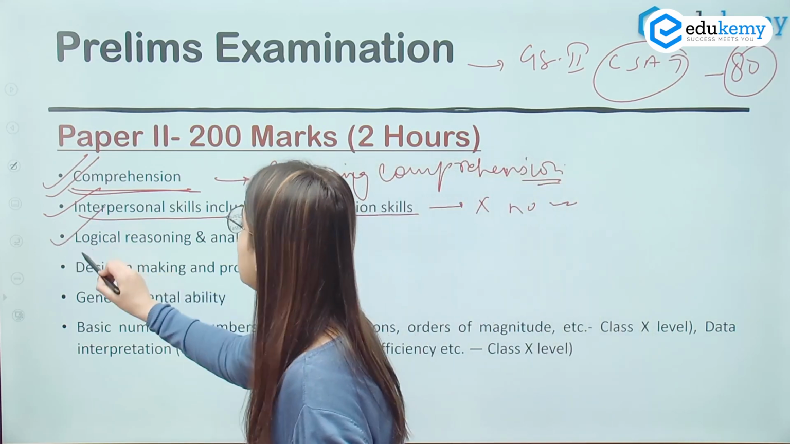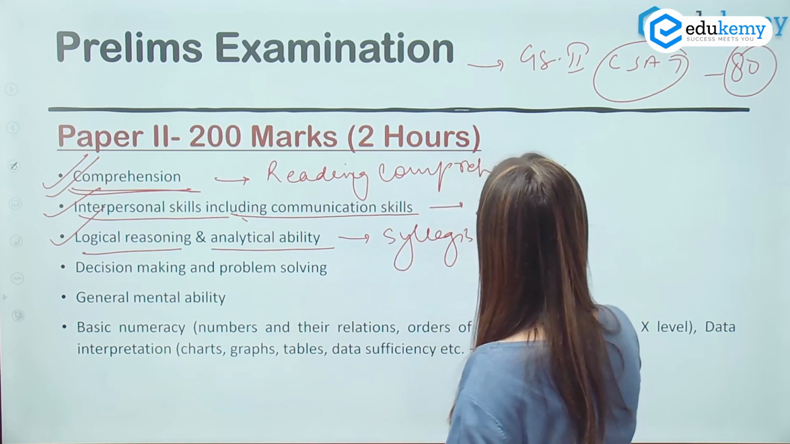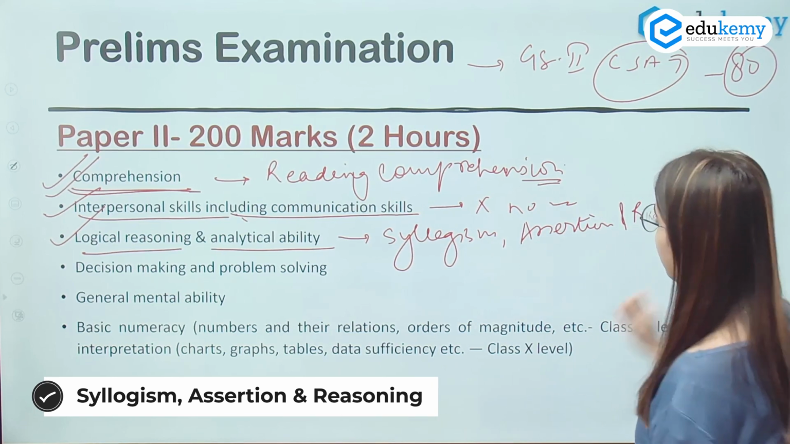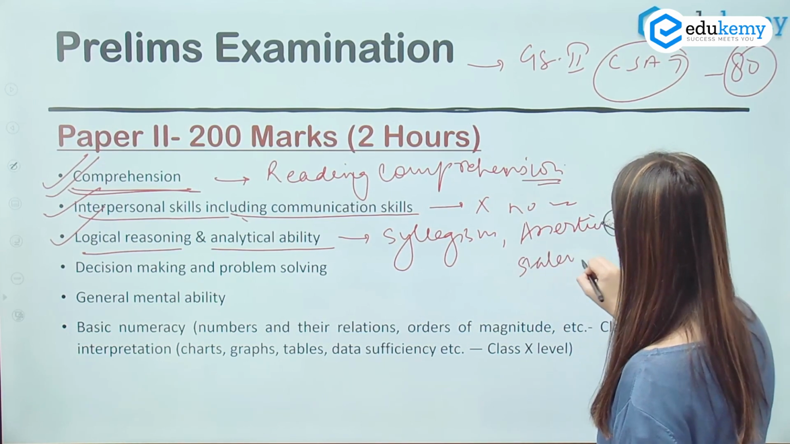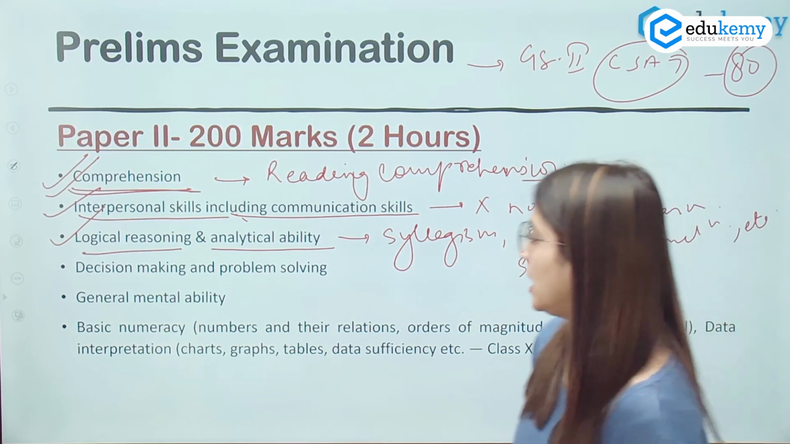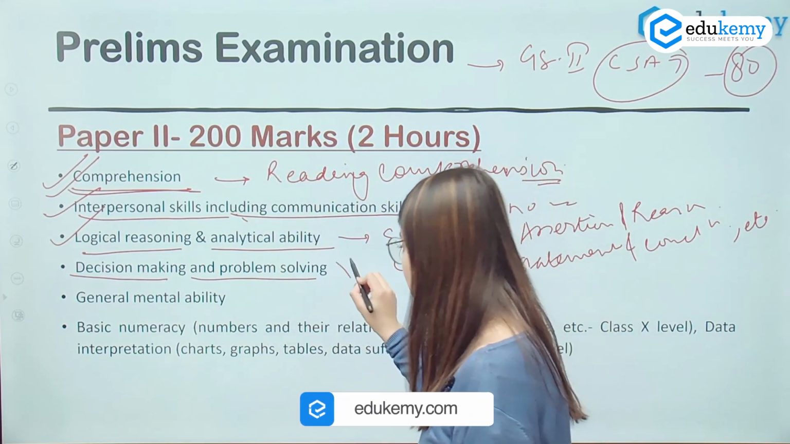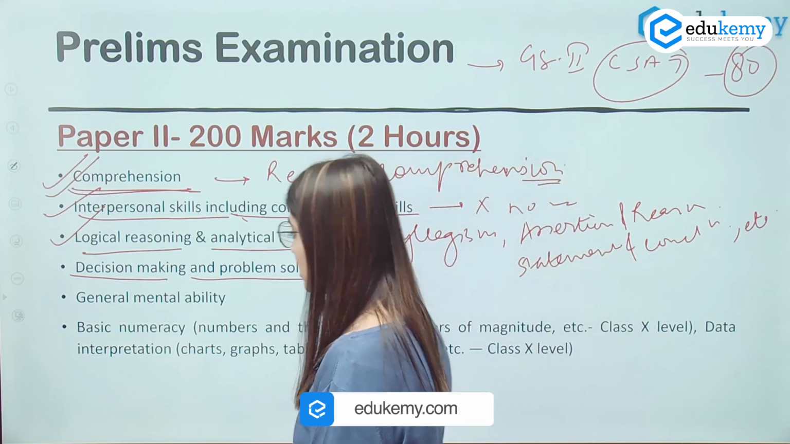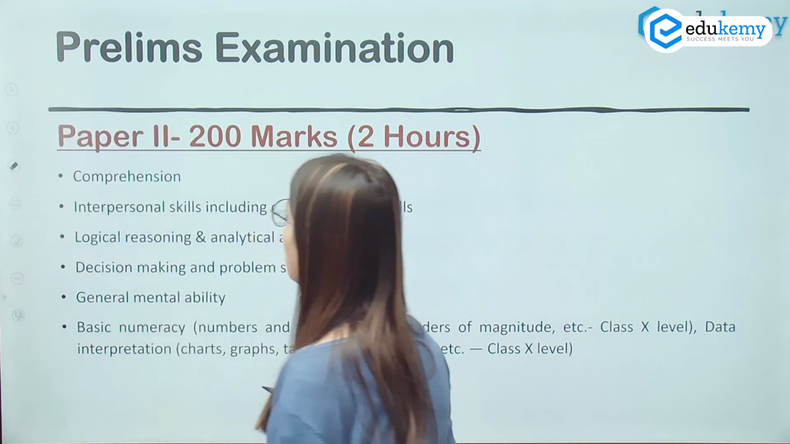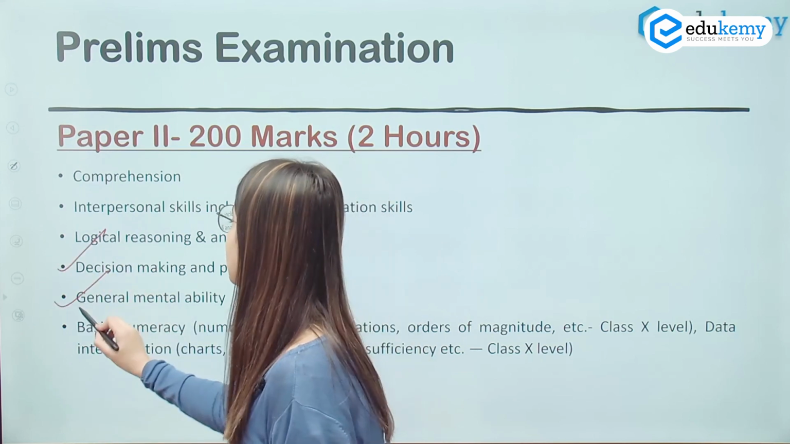Now the next is logical reasoning and analytical ability, where you have to prepare questions related to syllogism, assertion and reasoning based questions, statement and conclusion based questions, etc. And the next part is decision making and problem solving. No questions till now from this part, but if UPSC asks, they will give you situation based questions.